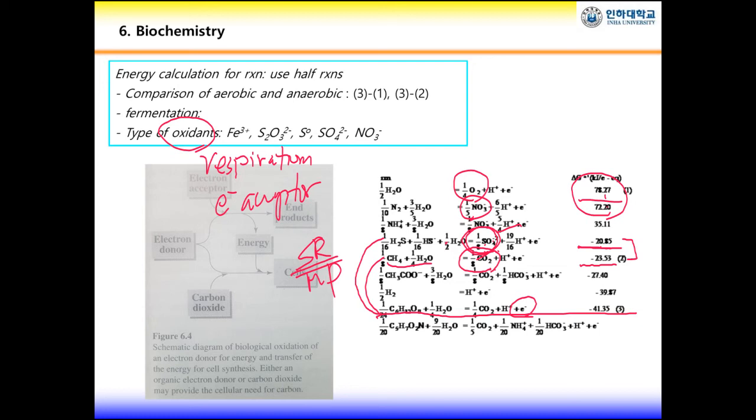So sulfate reducers are always dominant to the methane producer. So that's why sulfate reduction proceeds first, and then after sulfate reduction, methane production occurs in the anaerobic reactors.